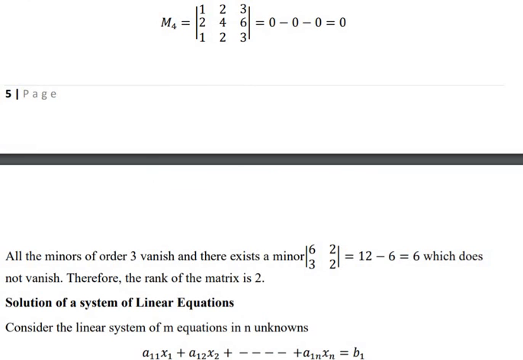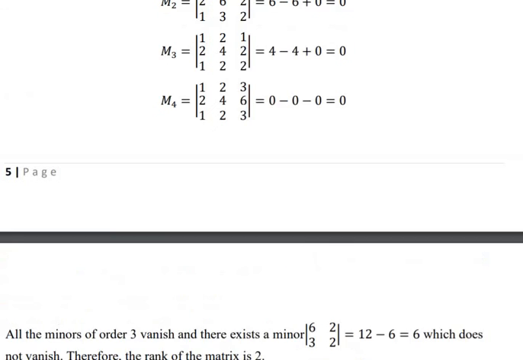All the minors of order 3 are vanishing here, and there exists a minor, namely the determinant of 6, 2, 3, 2, which is equal to 12 minus 6 equal to 6, which is not equal to 0. That means it is not vanishing. Therefore, according to the definition discussed, the rank of the matrix is 2. Since we got the minor of a 2 by 2 submatrix of the given matrix as not equal to 0, we concluded that the rank of the given matrix is 2. So that's all from this topic. Thank you.